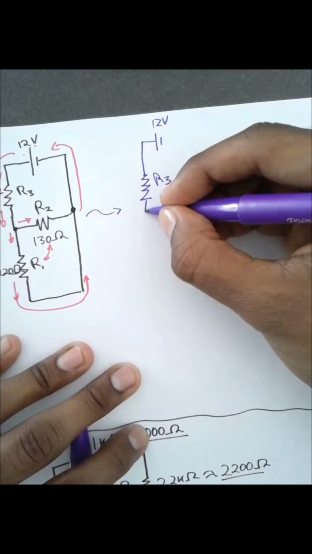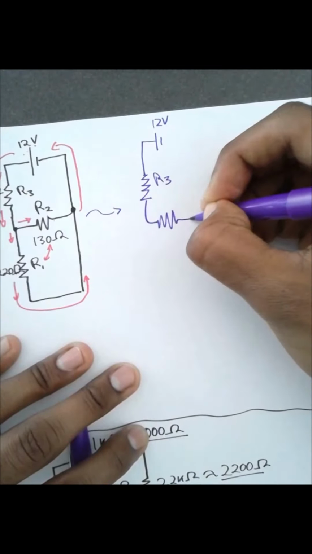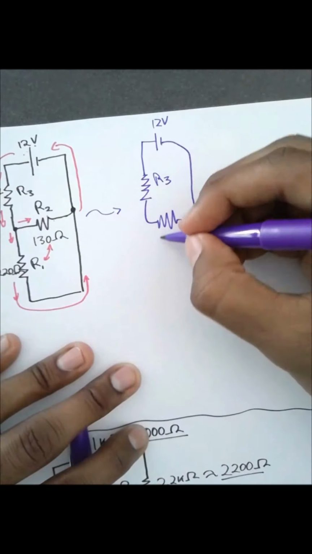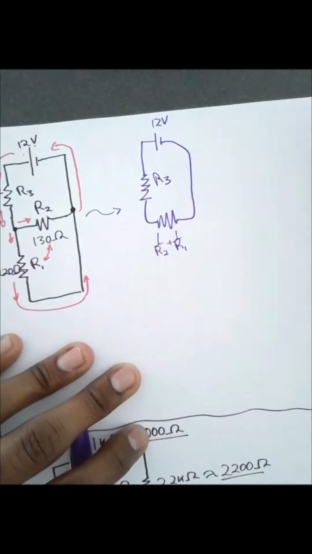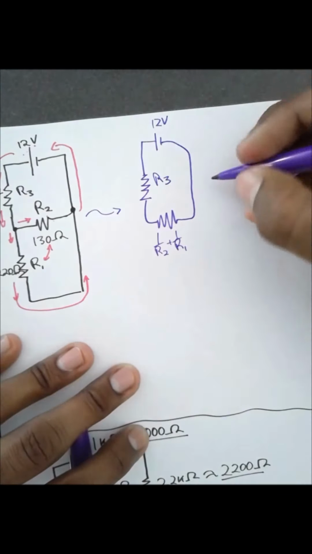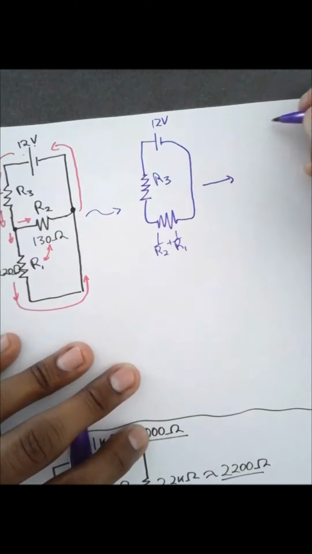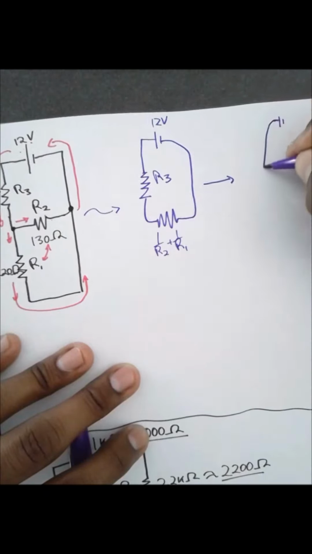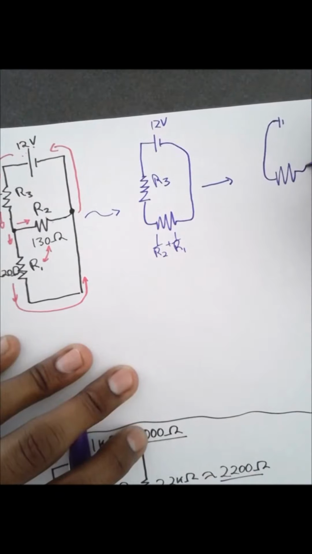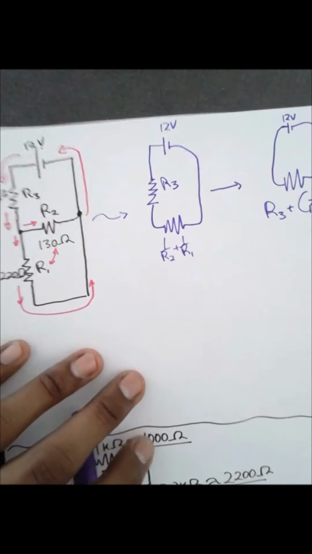R3, then one over R2 plus 1 over R1, right? Because we added these in parallel. Then we got this. Because we're adding these two in parallel, we then will end up with a circuit that looks kind of like this. 12 volts, and then R3 plus 1 over R2 plus 1 over R1. Because that's what this little bad boy is.